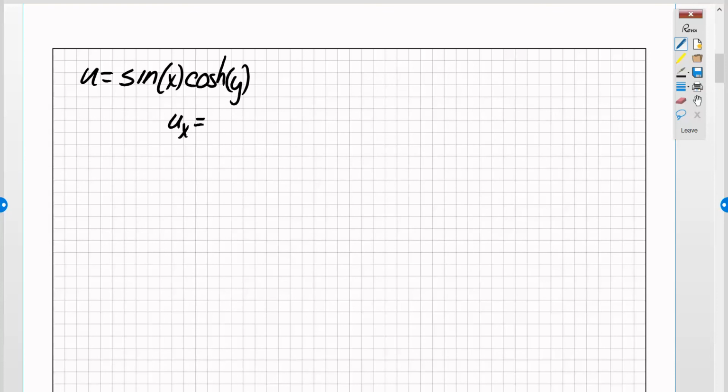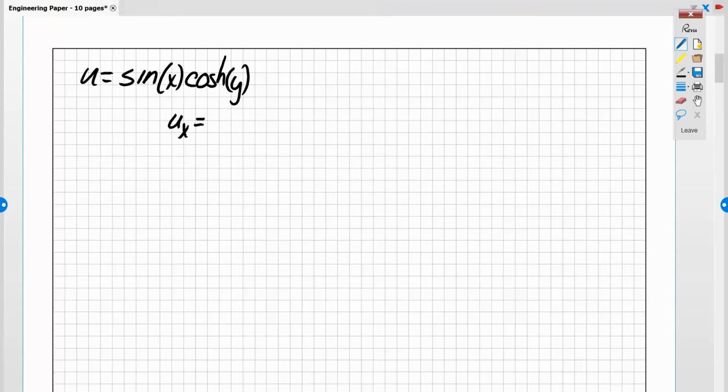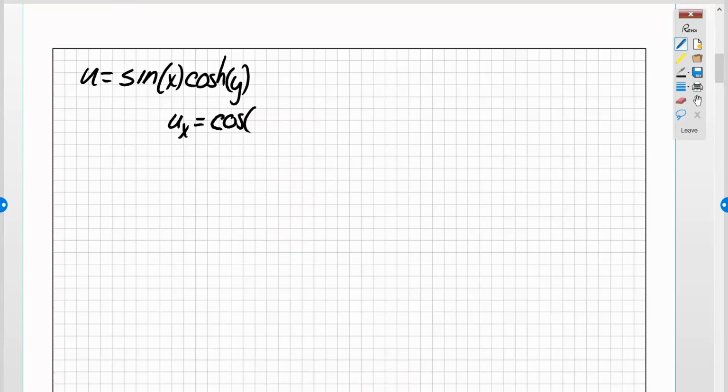So ux is simply equal to the cosine of x, and uxx is equal to the minus the sine of x. Oops, I lied. Cosine of x times the cosh of y. We hold the second term constant while we calculate the first term. There's our uxx.